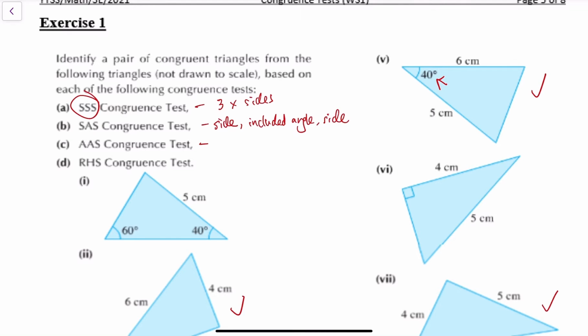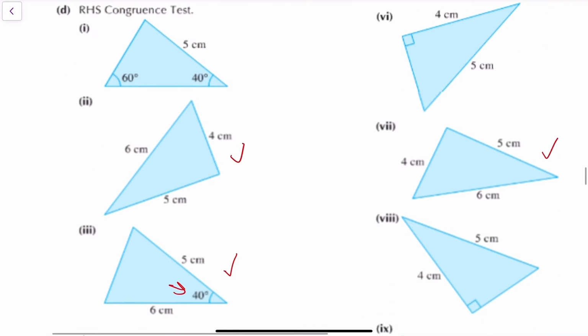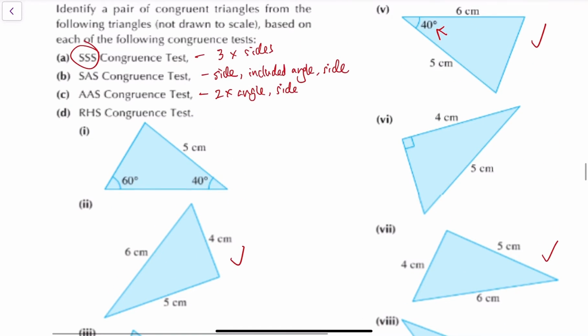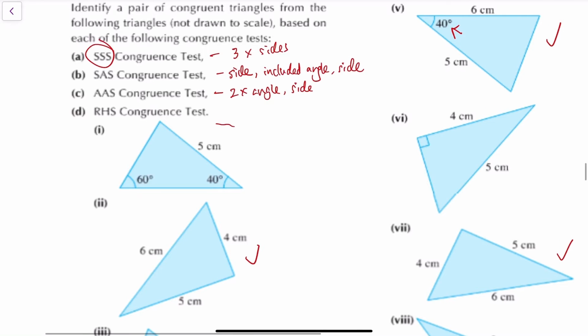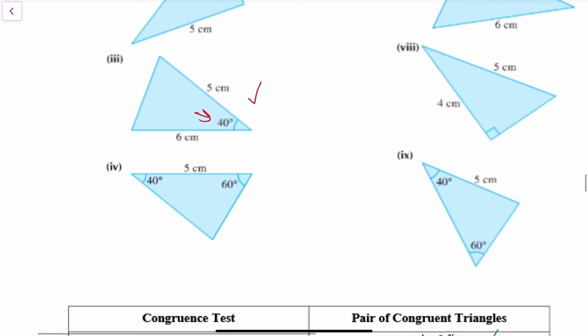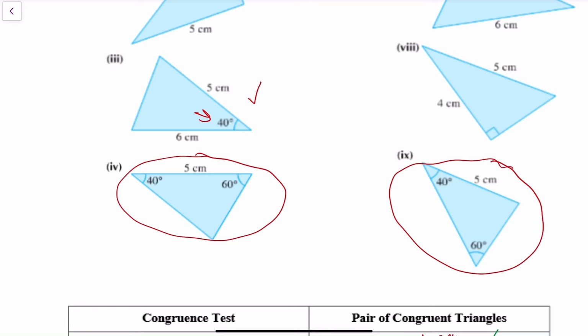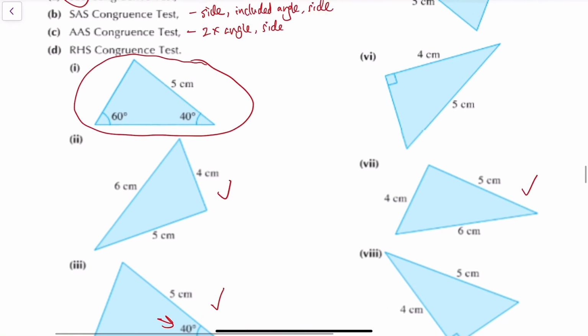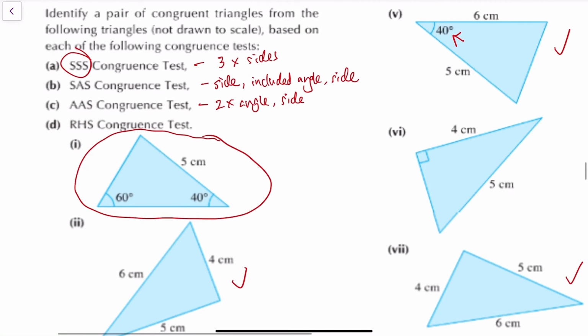This one, AAS, I need 2 angles and a side. It doesn't have to be a side that is included in the angle. Okay, so this one is slightly trickier because when we look at it, how many diagrams have 2 angles and a side? I have this 2 angles and 1 side. I have this 2 angles and 1 side, and I have this 2 angles and 1 side. How can I have 3? Okay, but let's take a look.